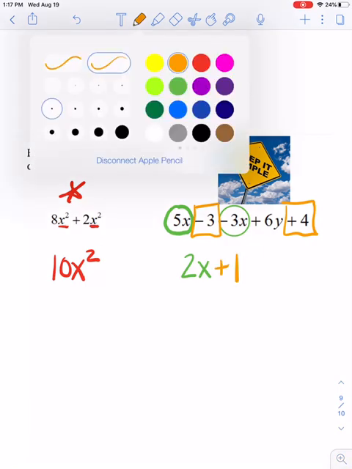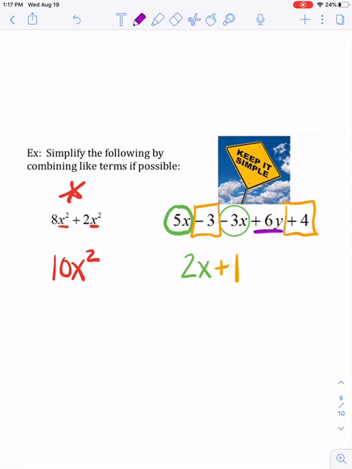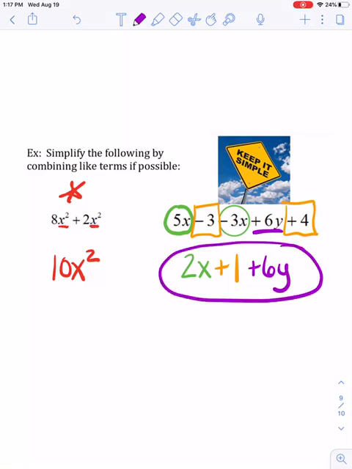And then I have left this 6y. There are no other terms with just a y, so that means I just leave it as 6y. There's nothing to combine it with. So therefore this problem is in simplified form because there are no like terms and there are no parentheses.